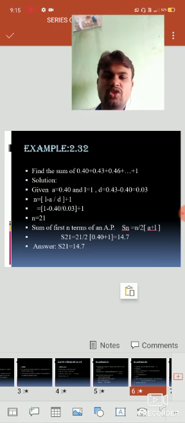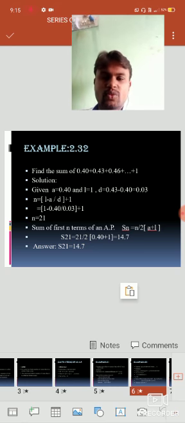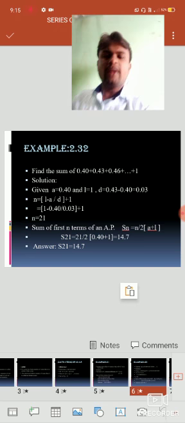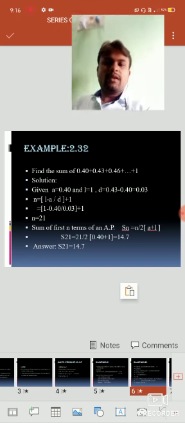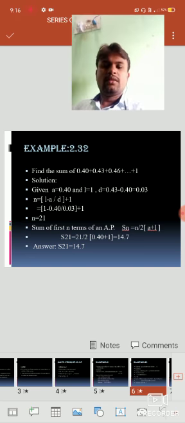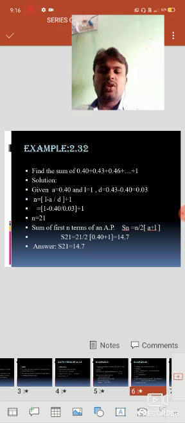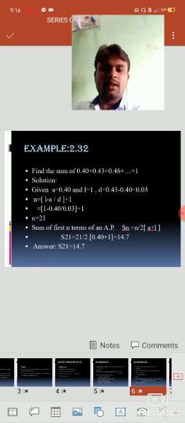So the answer is 0.03. Here using the formula n is equal to (L minus a) by d plus 1. So L value 1 and a value 0.40 and common difference value 0.03, plus 1. So 1 minus 0.40, that is 0.60, divided by 0.03. So the answer 20 plus 1 is 21. So n is equal to 21.